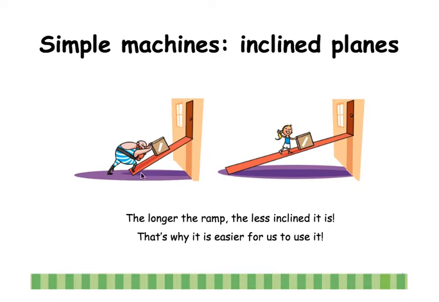Here again we have our inclined plane. This is a short ramp or a short inclined plane, and this is a long ramp or a long inclined plane. The longer the ramp, the less inclined it is. That's why it's easier for us to use it. So with this one, you still have to push really hard to get the box to the door because it's a short inclined plane. But this is a long inclined plane, so it's easier to push the box.